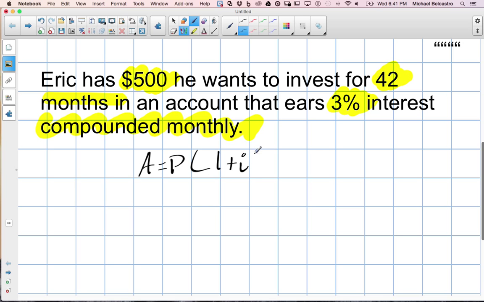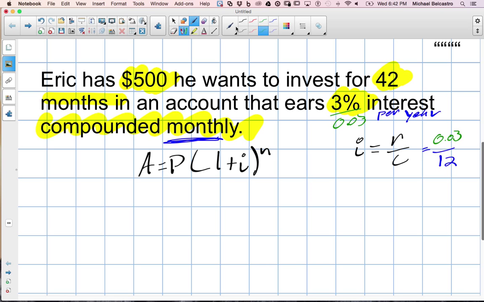1 plus i to the power of n. Well, i is equal to r over c. So the interest rate is that 3%, or 0.03 as a decimal. The compound period is something new. Compound period is monthly. Monthly means how many times does it occur, and because we said it was per year, that's the time frame. How many months occur in the course of a year? 12. So your c value is equal to 12, and your r value is 0.03.